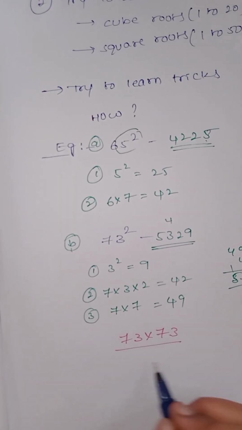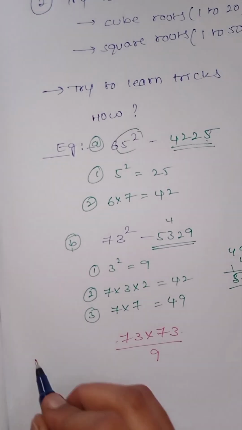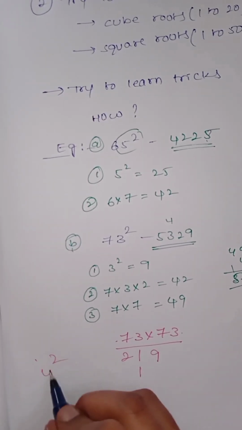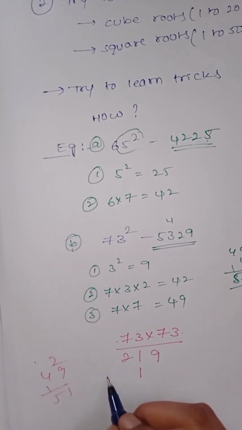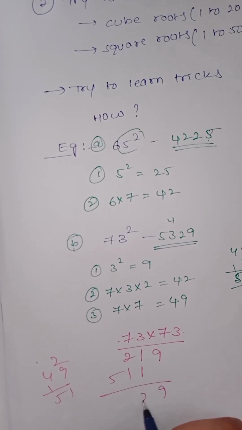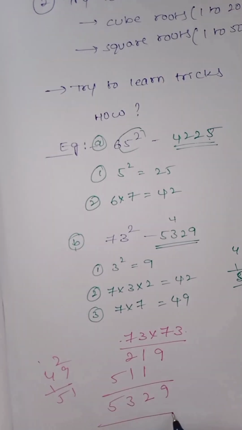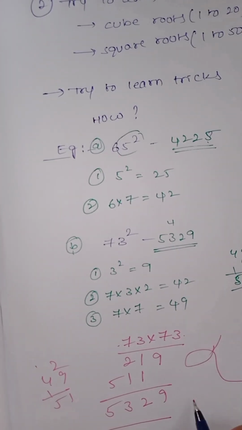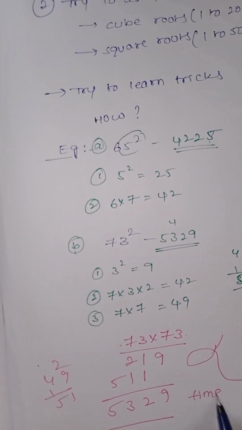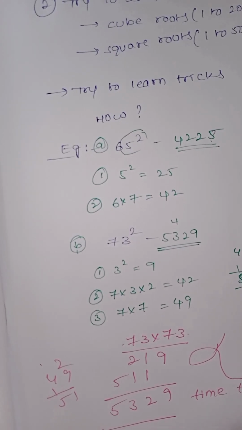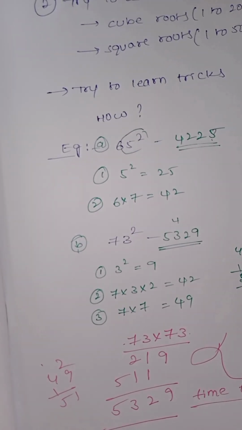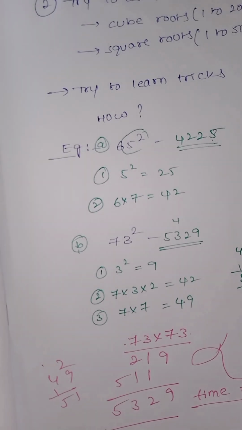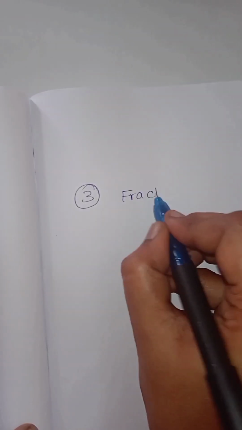And in the examination you don't calculate like 73 into 73 is equal to 5329. Don't do it like this, guys. It's a waste of time. So it's time taking. You don't use this method if you are not able to get the value in the exact way, and at that time you can use this type of method.